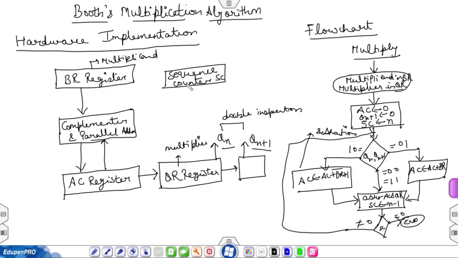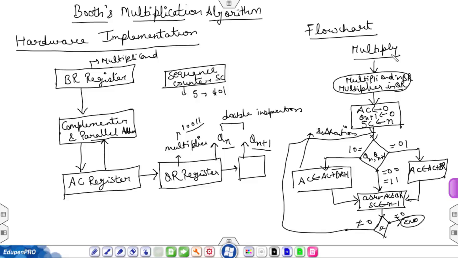The last component is the sequence counter. The value of the sequence counter will be equal to the number of bits in the multiplier. Suppose the value of the multiplier is 10011. That means the number of bits in the multiplier is 5. So the sequence counter value will also be equal to 5. In binary it is 101. So this is the flowchart for the Booth multiplication algorithm.